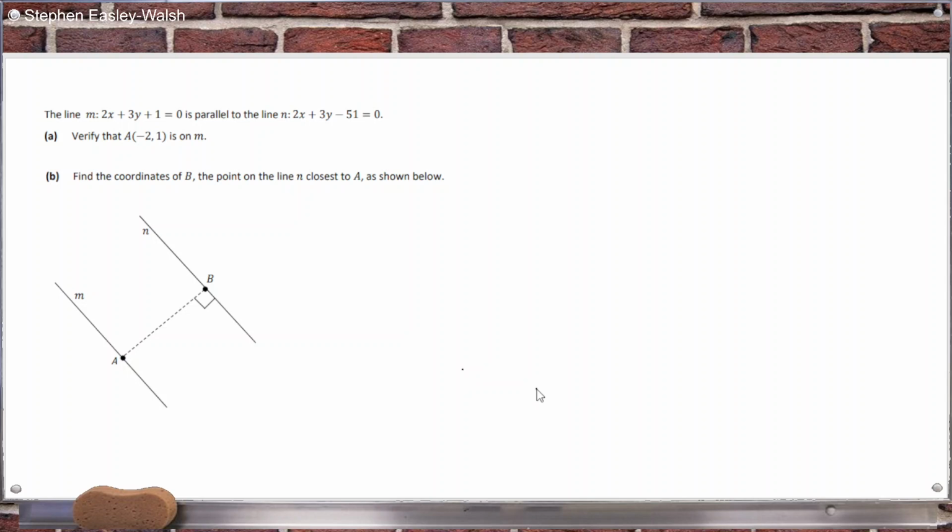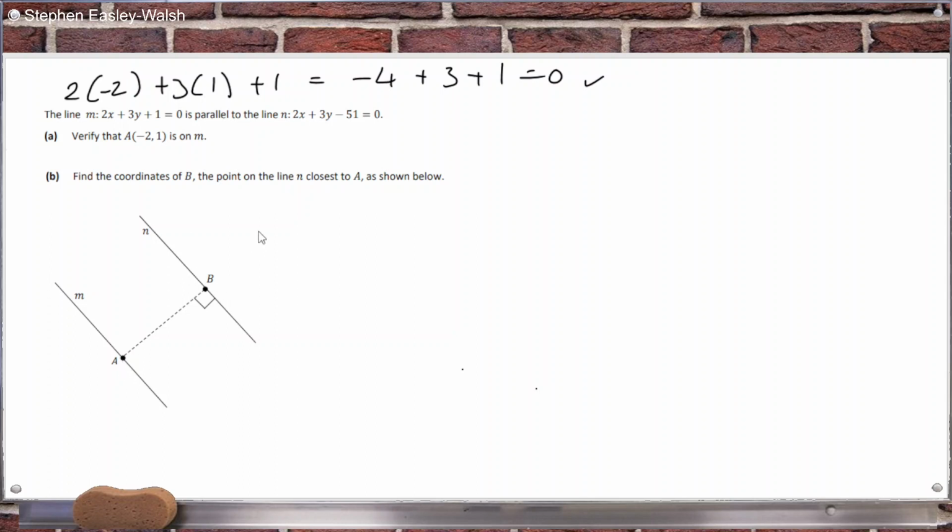Okay, let's have a look here. The line M is parallel to N. Verify that A (minus 2, 1) is on M. Okay, let's check that out. 2 times minus 2 plus 3 times 1 plus 1 equals minus 4 plus 3 plus 1, which equals 0. So we've shown that A is on M, and there it is there actually.